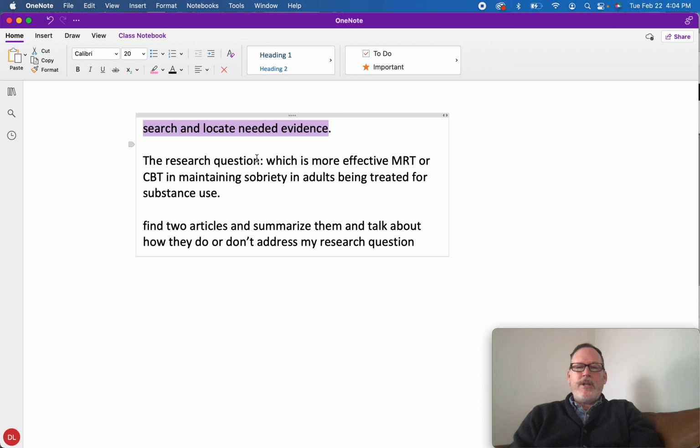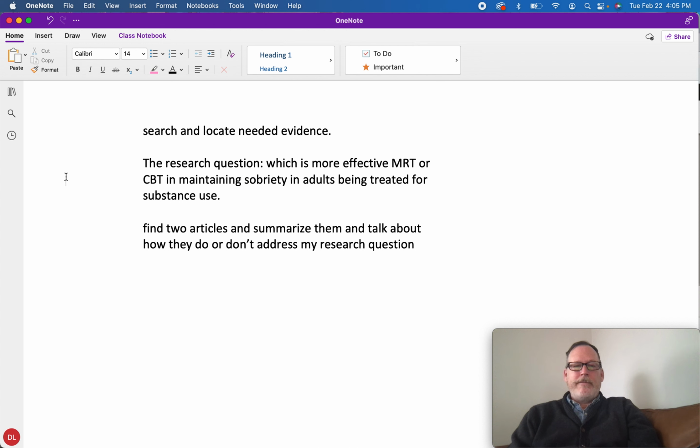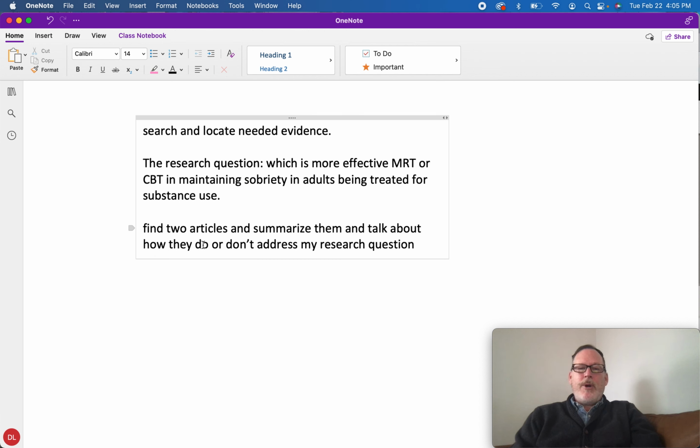And your research question is comparing two therapies for people being treated for substance use. And you have a good word here, sobriety, which was used traditionally in alcohol, but now it's used in the measurement of whether a therapy is effective at getting rid of addiction. I did not put that eloquently. And then find two articles, summarize them, and talk about that.